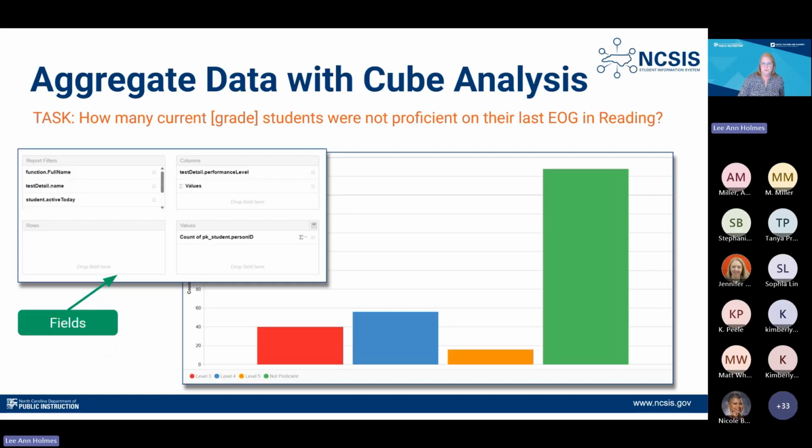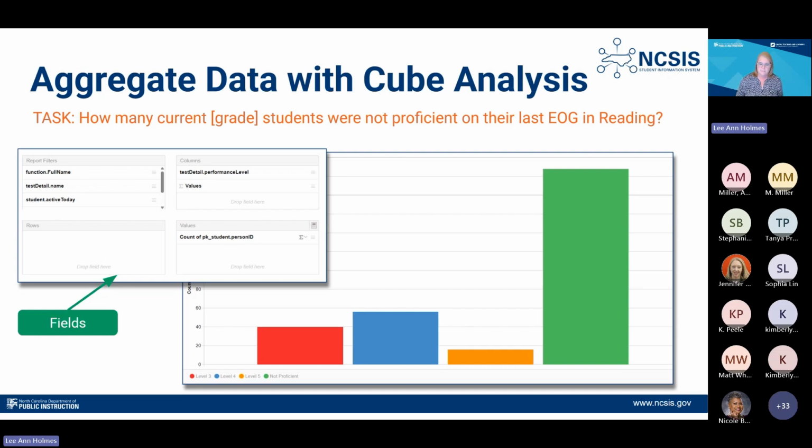So the first thing that we're going to do is I gave some tasks. And in these tasks, I have different things for us to take the data from that ad hoc filter that we just created, and I want us to be able to aggregate it and build our own dashboards based off of that. So the first task that I have for you is I want you to aggregate your data using Cube Analysis, and I want you to answer the question, how many current, and when I put grade there, depending on what grade level you are, if you're looking at 5th grade, replace grade with 5th. But how many current grade level students, I'm going to say 7th grade students were not proficient on our last EOG in reading.